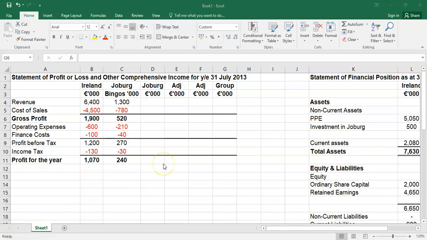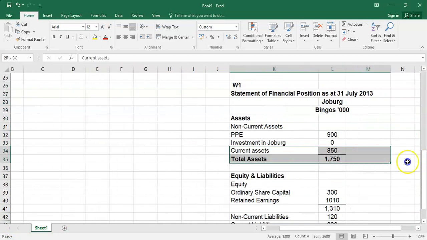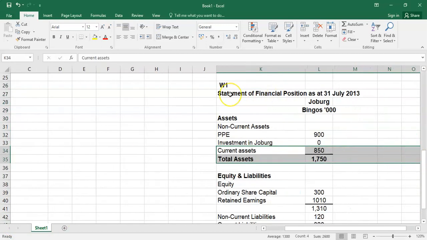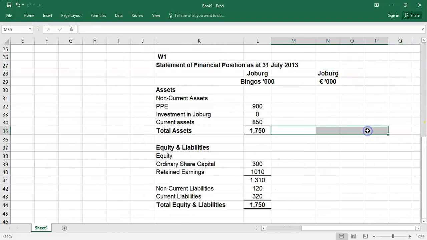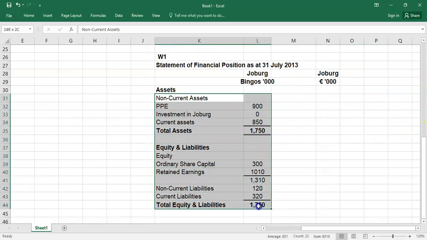So the first step you're always going to do is take the statement of financial position of the subsidiary and translate it into euros. So we're going to go from Joburg's bingos into Joburg's euros. So we have to do all this setup because you can't calculate goodwill until we know what the euro financial statements look like. So there are a couple of steps to set it up.